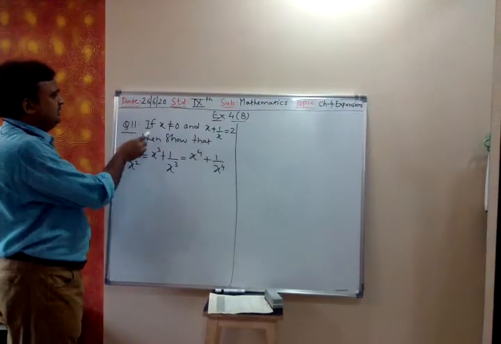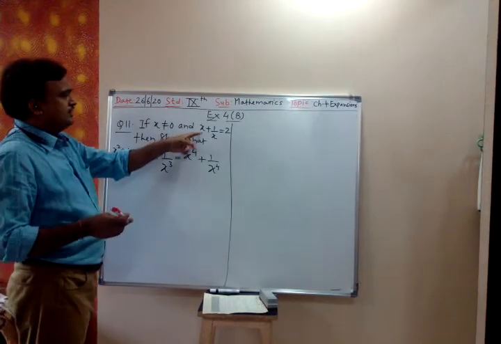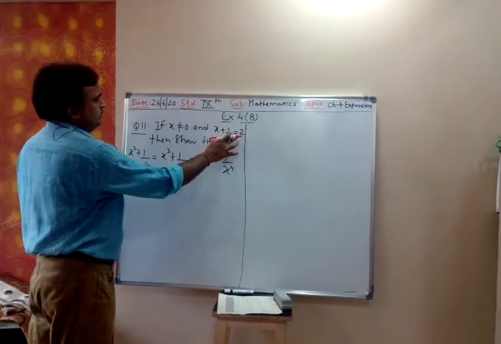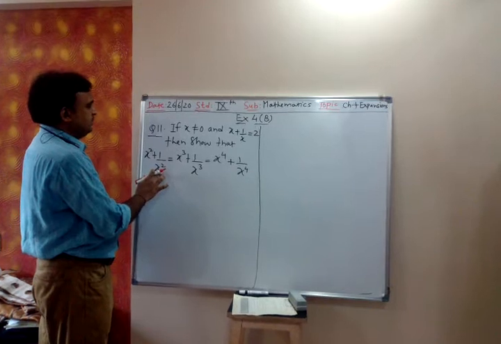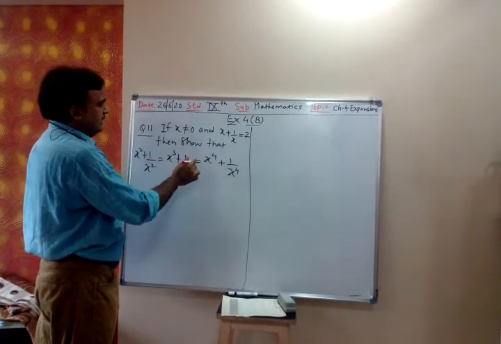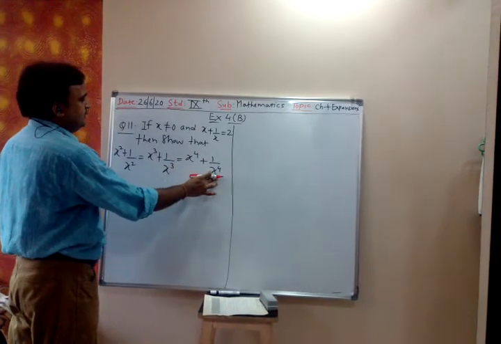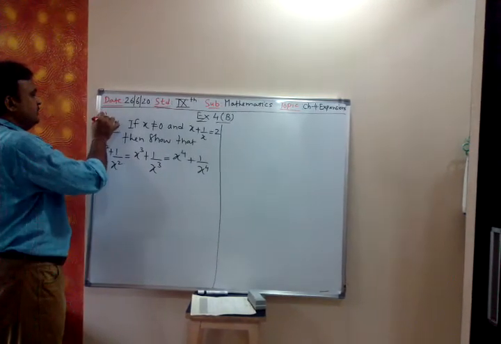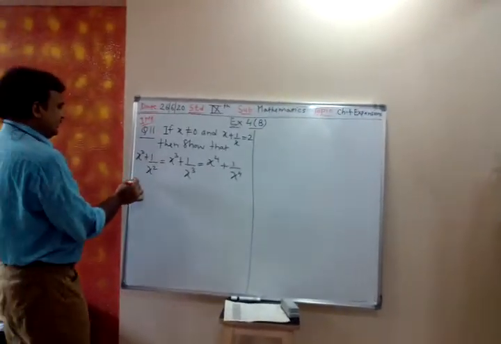Question number 11. If x is not equal to 0 and x plus 1 upon x is 2, then show that x square plus 1 upon x square is equal to x cube plus 1 upon x cube is equal to x raised to 4 plus 1 upon x raised to 4. This value is same as this value is same as this value. And this is important question. Such type of questions are important. So let us solve them.